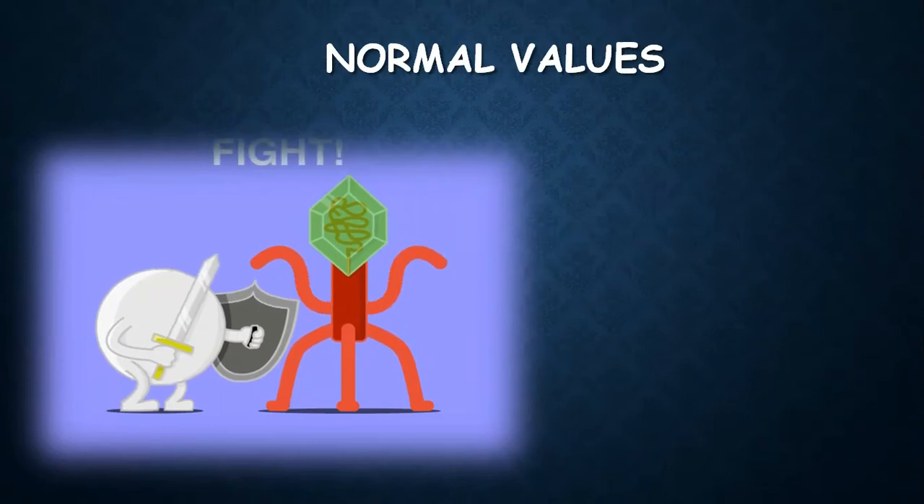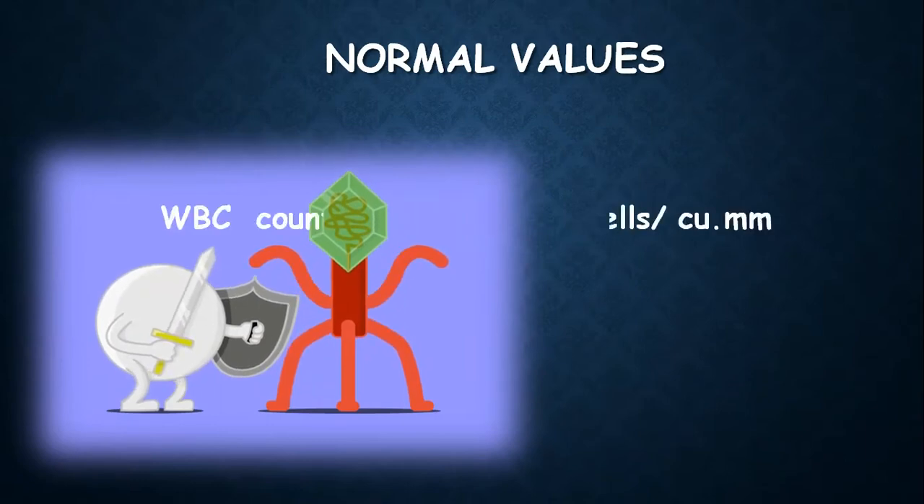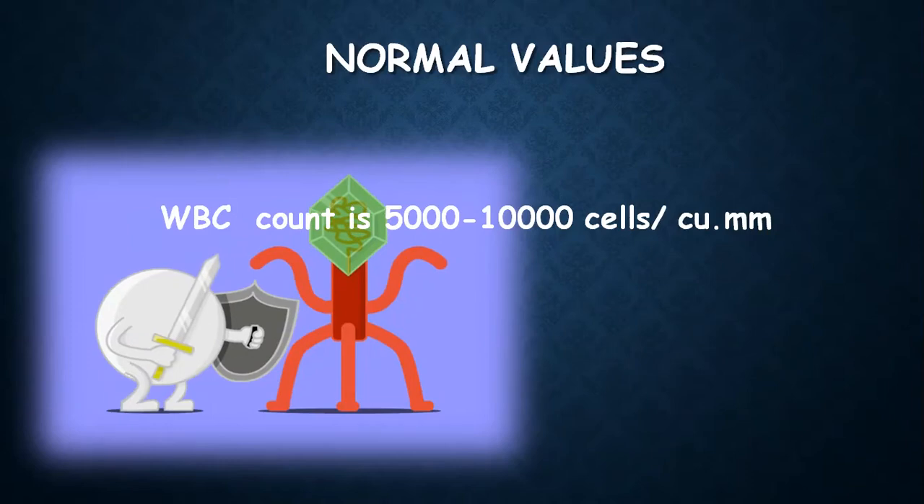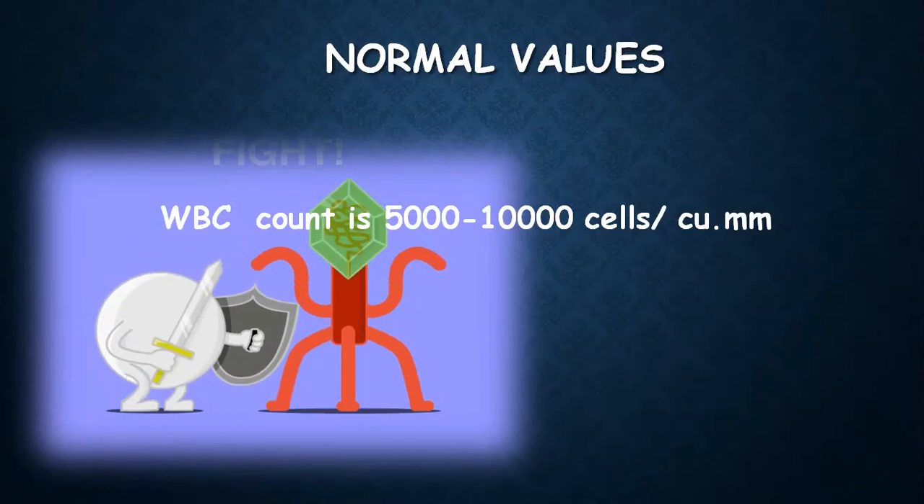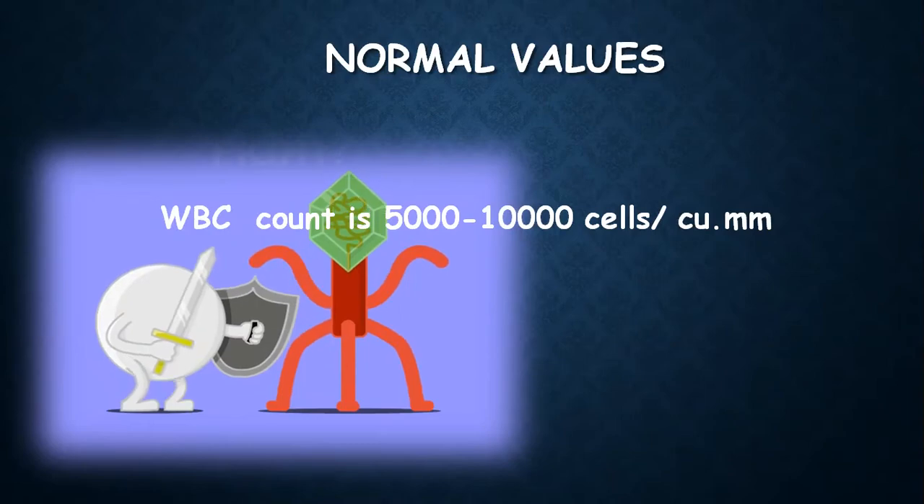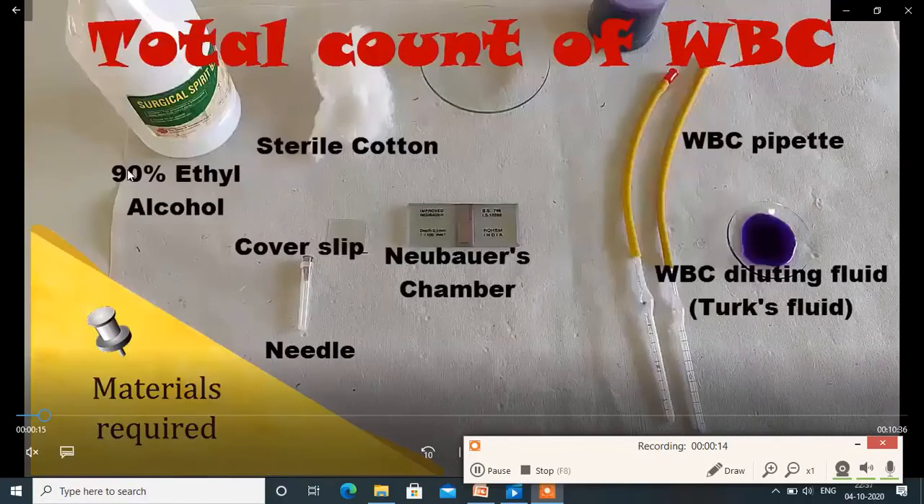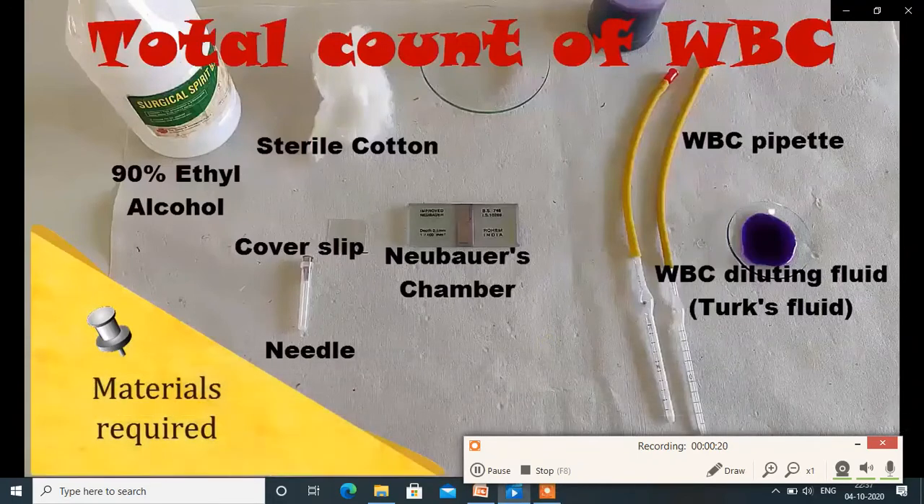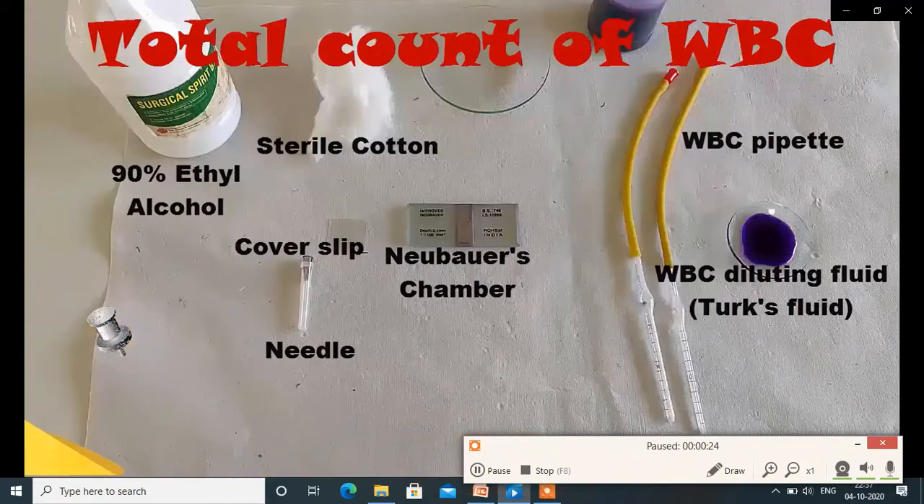Next one is the normal values. WBC count is 5000 to 10,000 cells per cubic millimeter. Material required are ethyl alcohol, sterile cotton, cover slip, needle, Neubauer's chamber, WBC diluting fluid and the WBC pipette.